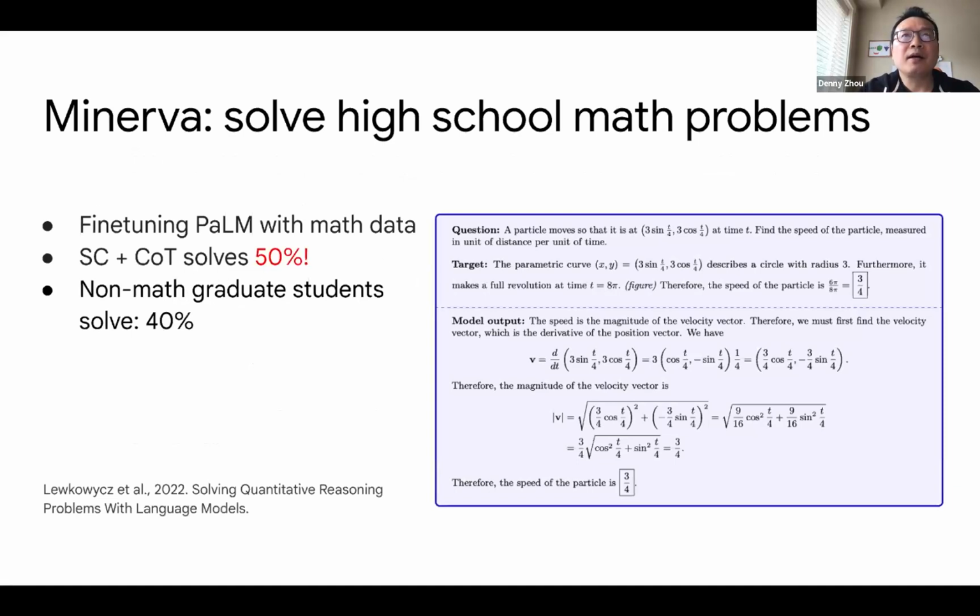Not just for solving elementary school problems, we can also solve high school math problems. Minerva is a model made by fine-tuning PaLM with math data. Combining self-consistency and chain of thought prompting, we can solve 50% of the problems in the MATH dataset. The MATH dataset is actually high school math competition problems. Non-math graduate students can solve 40% on average.